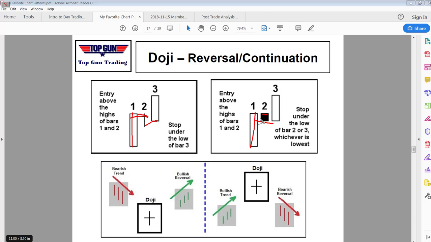And on this other pattern, I will use the stop under the low of whichever bar is lowest, because there are no wicks. I tend to disregard wicks because closing and the body of the candle is more important. I will consider them, but I tend to ignore them mostly. What you like to do is see a doji at the bottom of a bearish downtrend and a doji at the top of an uptrend.